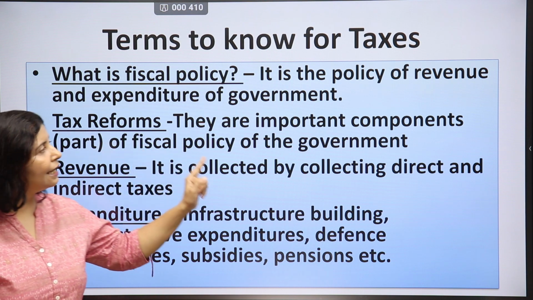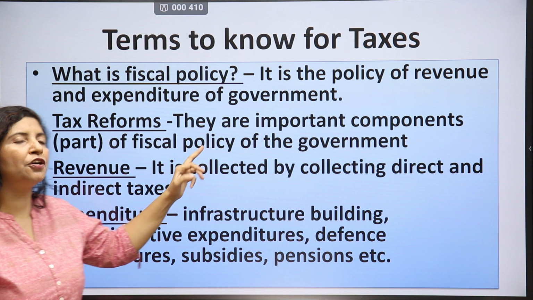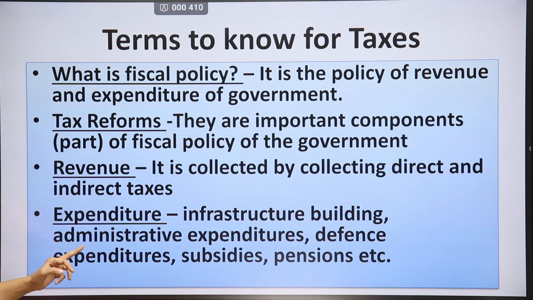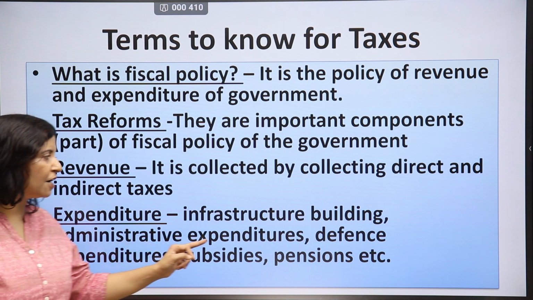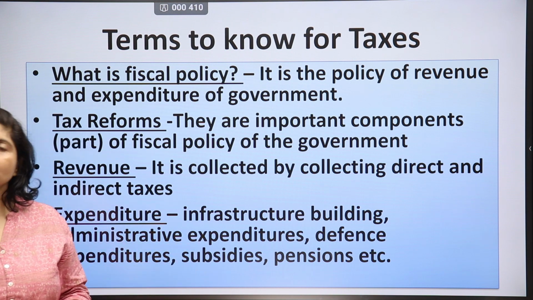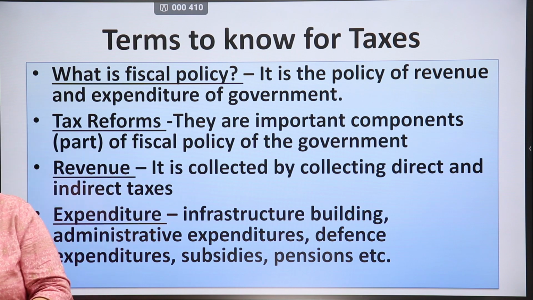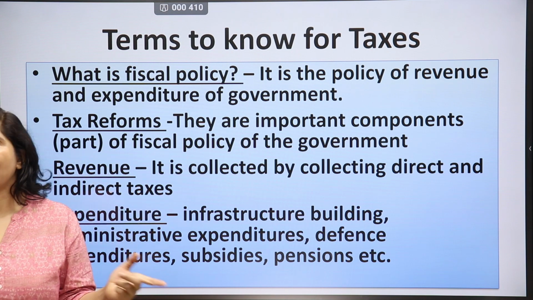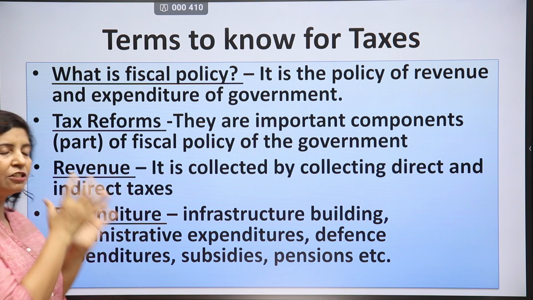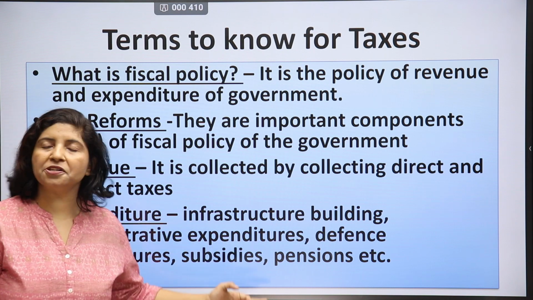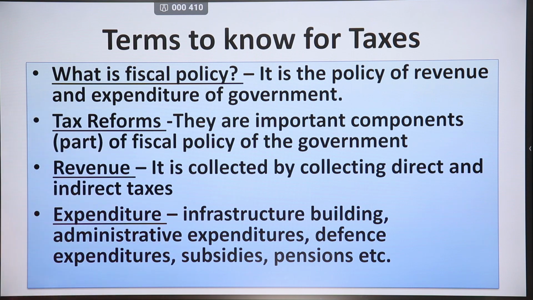Okay, then tax reforms, they are important components or part of fiscal policy of the government. Then revenue, it is collected by collecting direct and indirect taxes. Expenditure, then what accounts for expenditure of government is your infrastructure building, just like roads, canals, bridges, flyovers. Then administrative expenditures like police, IAS officers, maintenance of all these offices, etc. Then defense expenditures, that is safeguarding your borders. If India enters into a fight or war with Pakistan or any other nation, those expenditures for defense equipment and aircraft purchase, etc., are met by government only. Subsidies, pensions, etc., are also important components of expenditure of your government.